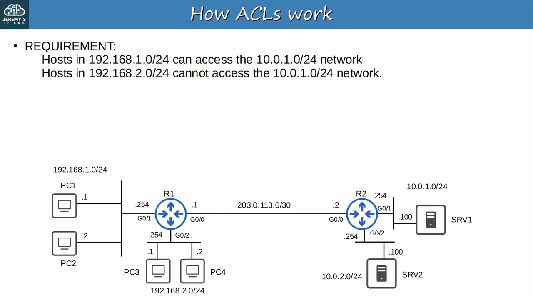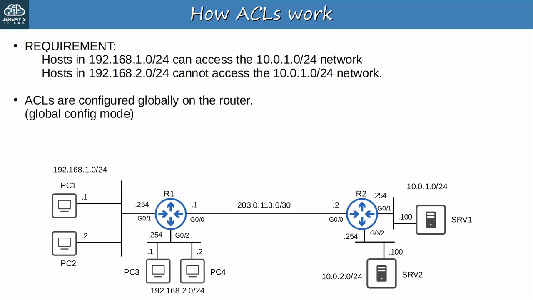However, hosts in the 192.168.2.0/24 network should not be able to access 10.0.1.0/24. PC3 and PC4, for example, should not be able to access files on server 1. How can we use ACLs to achieve this?